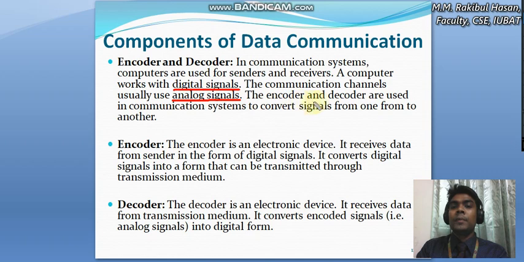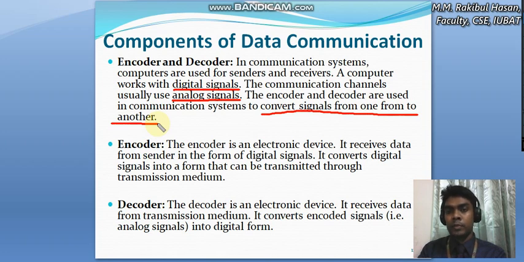Encoder and decoder are used in communication system to convert signals from one form to another form. Okay, that means by using encoder and decoder we can transform the signal from one form to another form. Digital to analog or analog to digital. Encoder basically performs what? The encoder is an electronic device.